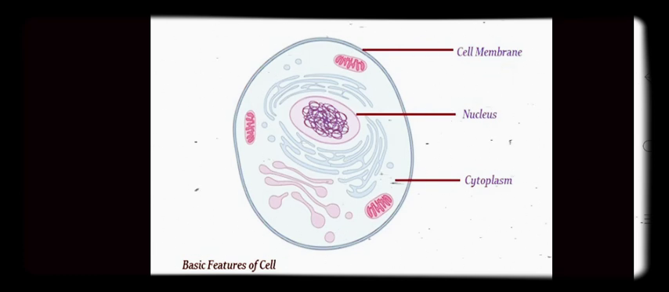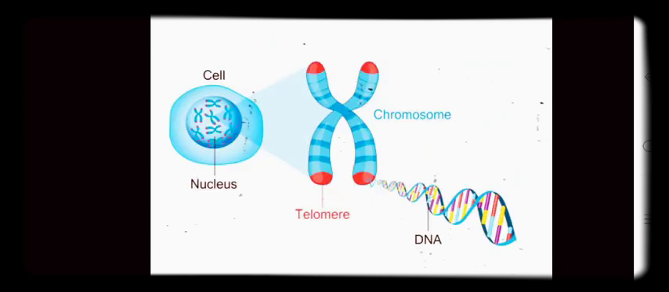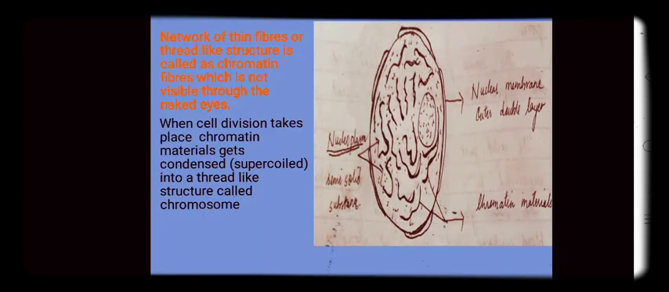where you have the cell membrane, you have the nucleus, and you have the cytoplasm. Cell membrane is the outer covering of the cell, nucleus, the control center of the cell, and the cytoplasm. The main function of cytoplasm is to hold all the little organelles inside the cell. So, when we think of cell, we will think of nucleus, and when we think of nucleus, we will be thinking of chromosomes and DNA.